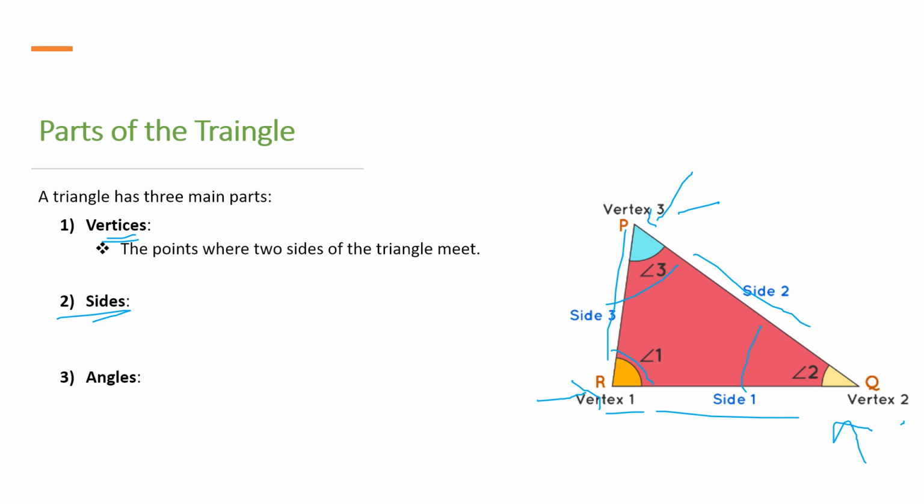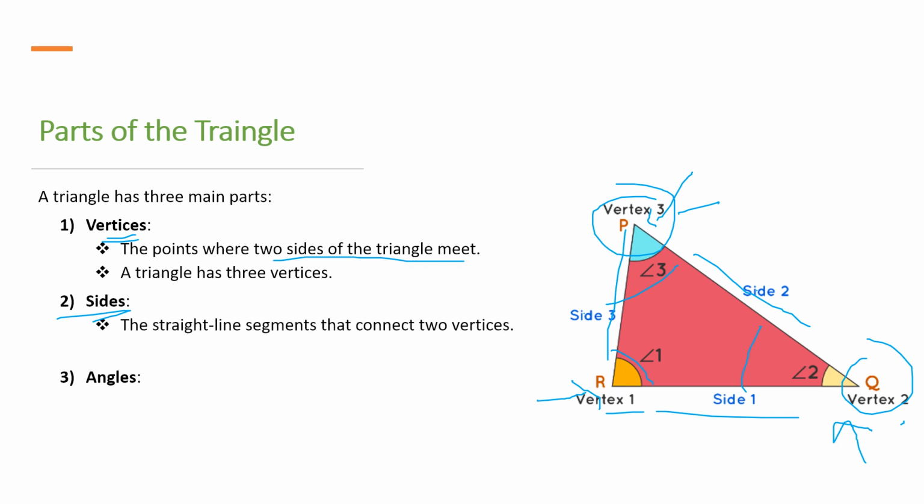Right. Let's talk about vertices. They are the points where two sides of the triangle meet. Look at it. Side 3 and side 2 meet at vertex 3, which is P. Similarly, side 2 and side 1 meet at another vertex. How many vertices does it have? Of course, it's visible there: a triangle has 3 vertices. Now sides. What is a side?